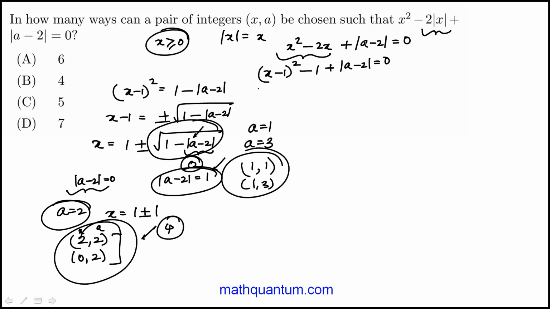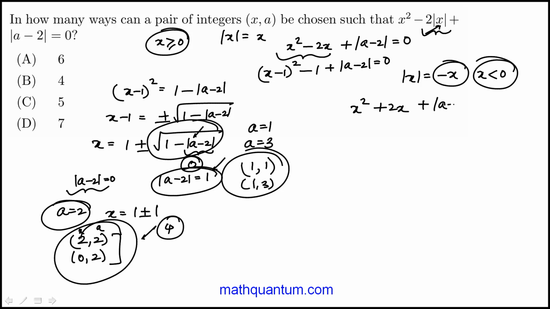Now I have to consider the other case when absolute value of x is equal to minus x. That would be the case when x is negative. In that case, this equation becomes x squared plus 2x, because absolute value of x is minus x, plus absolute value of a minus 2 equals 0. Again, I'll complete the square. This time it would be (x plus 1) squared minus 1. And I'll carry on in the same way.